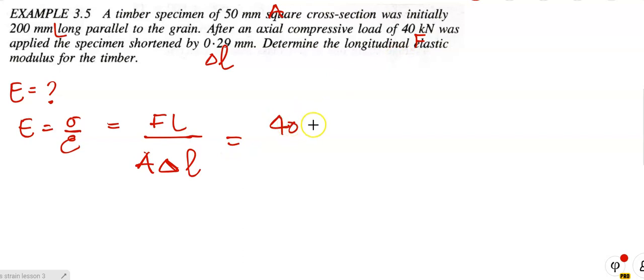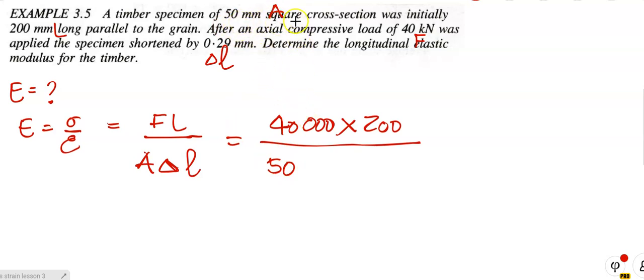What's F? F is 40,000 newtons multiplied by the length, in millimeters, so we can use it as it is, which is very nice. Don't need to change anything. The area: a lot of students just make it 50 millimeters square. No, it's 50 millimeters by 50 millimeters. It's a square section, so it's 50 times 50. Multiplied by the changing length, and notice it's a small value, 0.29.